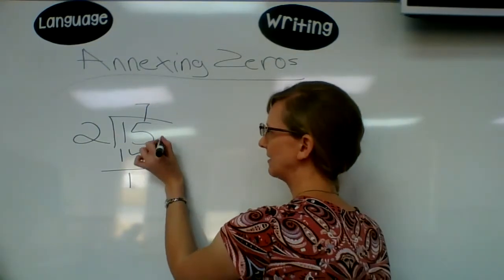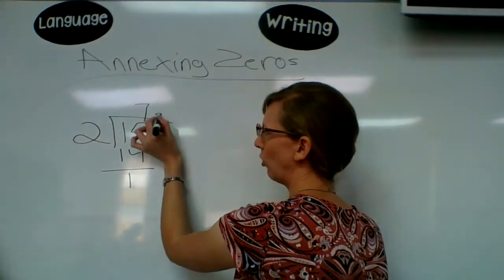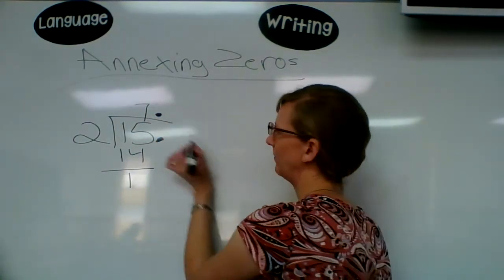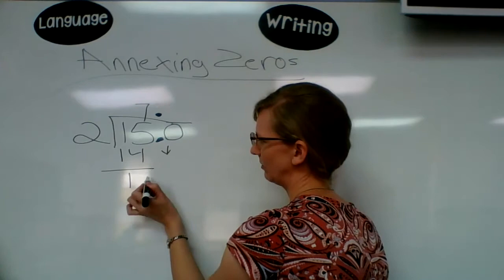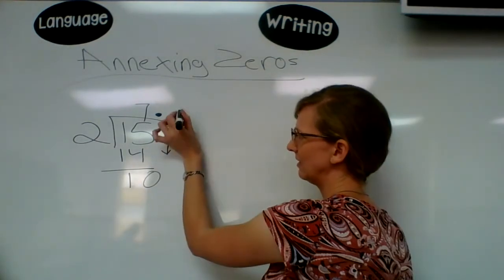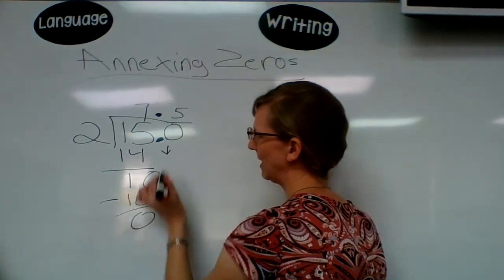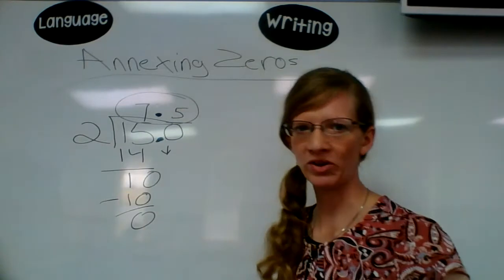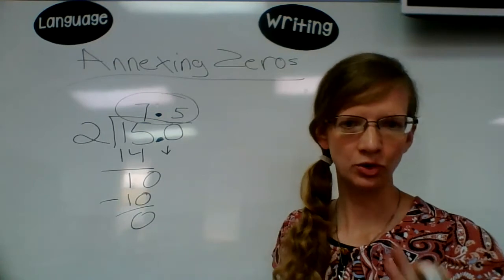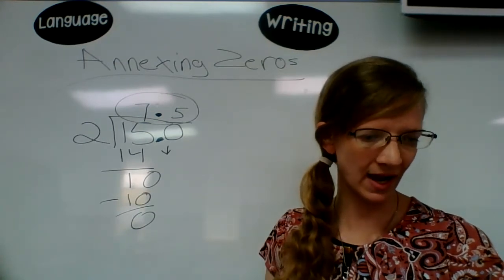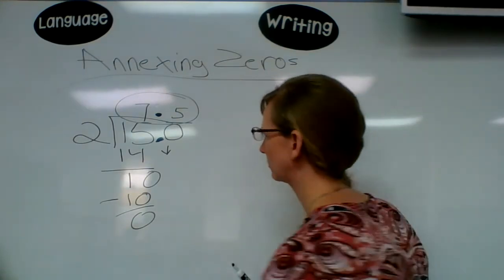So I can annex, I can put a decimal point here. If I do that here, I need to do it up here. Don't forget to put it up there. If you put it down here, put it up there. Now I can annex a 0, which means I can add a 0. If I bring that 0 down, 2 goes into 10 5 times, because 2 times 5 equals 10. Now I have 0 remainder, so my answer is 7.5, and I don't have a remainder. So you can just keep dividing until you don't have a remainder. Now you can add more than 1 zero. Let's do a problem where we add more than 1 zero.